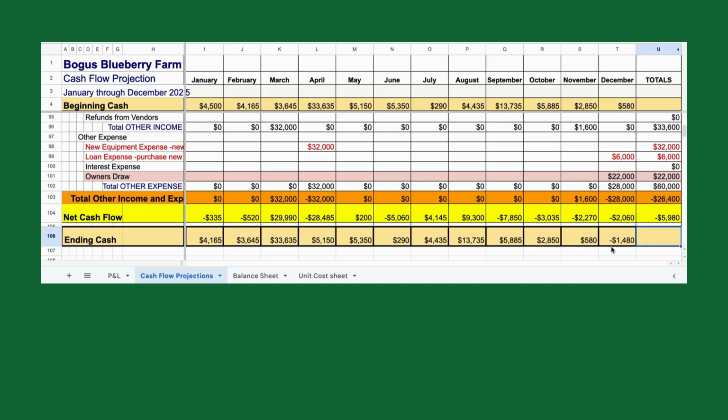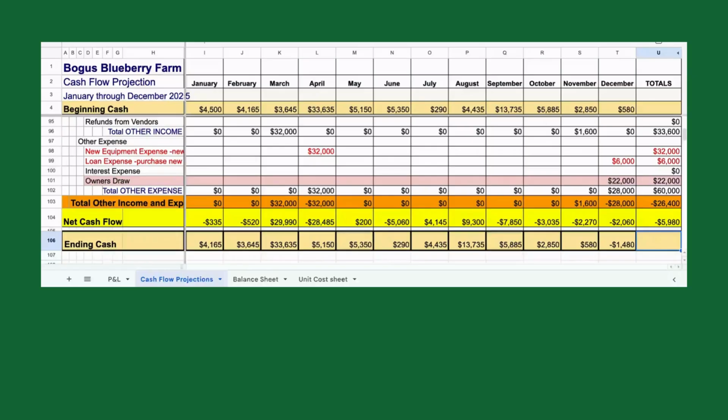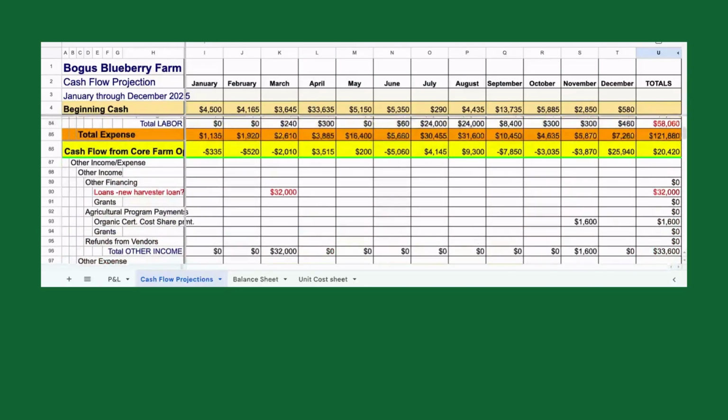But here, with the ending cash, you can't have that be negative. They started the year with $4,500 in the bank, and now they're trying to make a $6,000 loan payment, and we see that they can't make it. They won't be able to pay all their bills. But we're going to change the story a little more. Remember that this mechanical harvester offers some labor savings. So, up to the labor section.